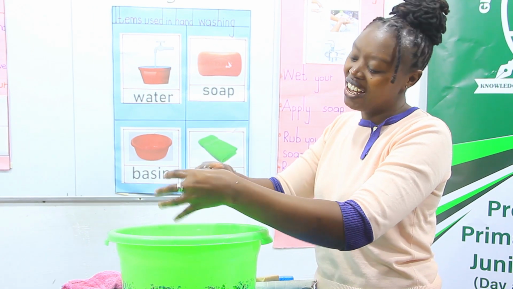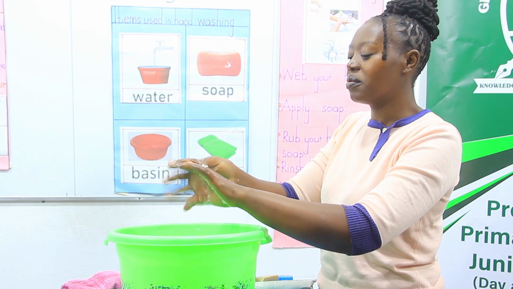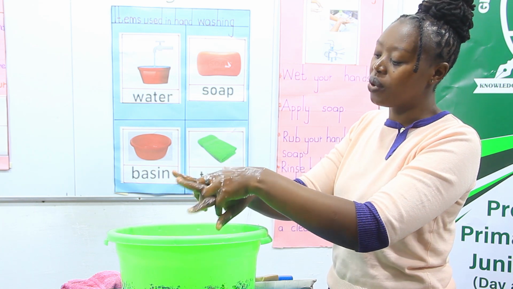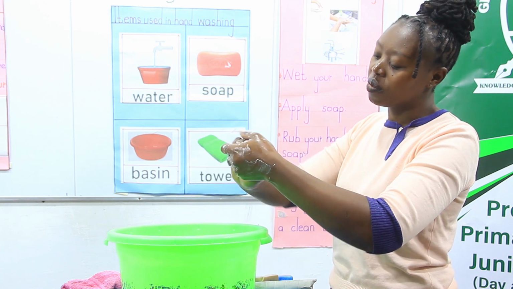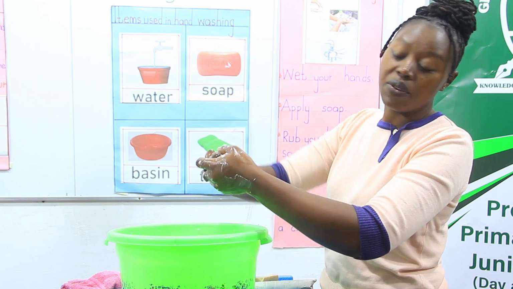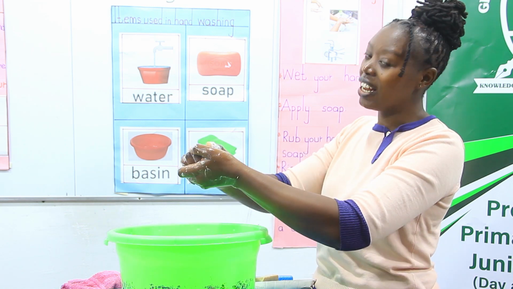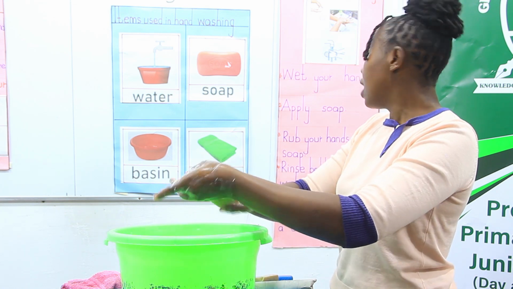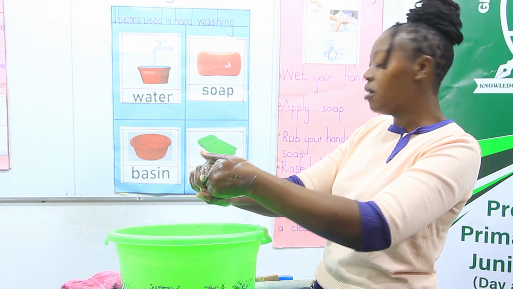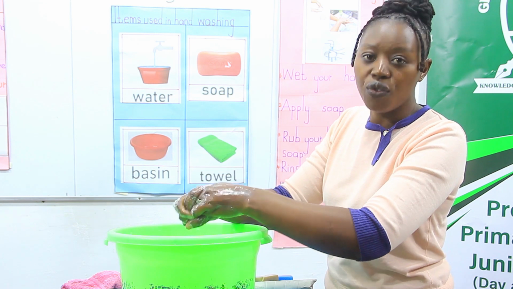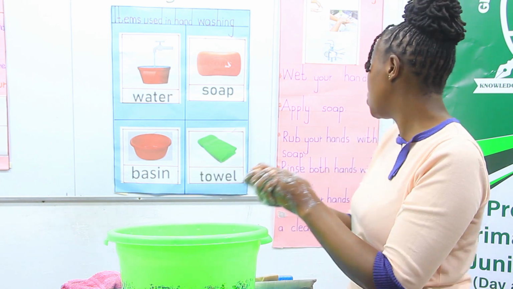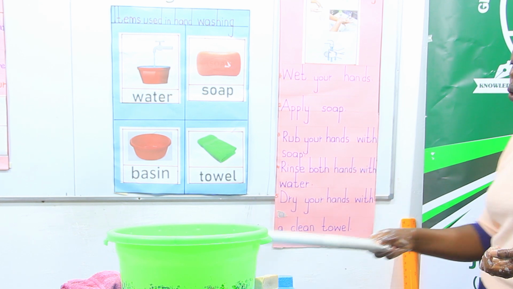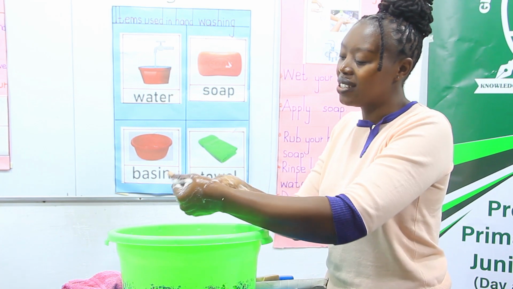Rubbing our hands like this, gently. I said you have to rub well, so that you can kill the germs that are in our hands. Our hands contain a lot of germs, okay? So then, after rubbing your hands together, we move on to step number 4. Step number 4 says you have to rinse both hands with water. So I'll be rinsing my hands.